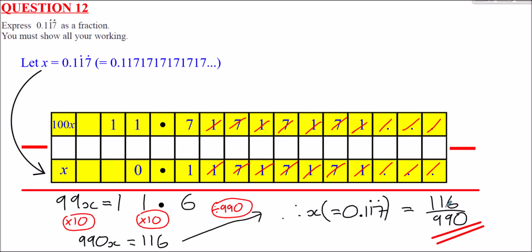If in doubt, you could actually half 116 and half 990 because they're both even. So you could have also got an answer of 58 over, and half of this one would be 495. But you can actually rest if you got to 116 over 990. That's actually allowed as a final answer. So either this one or that one, job's a good one.